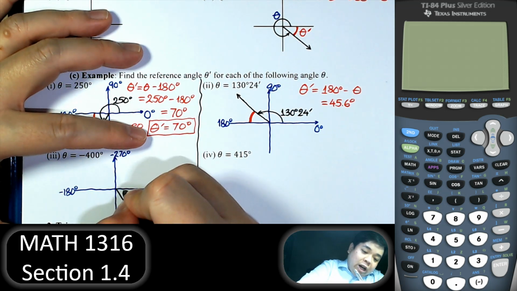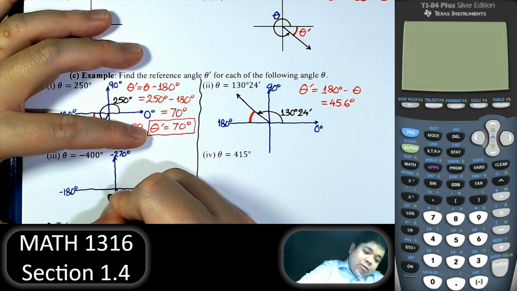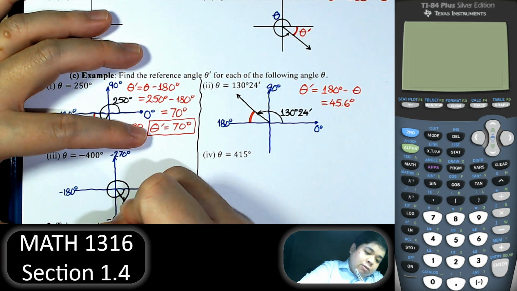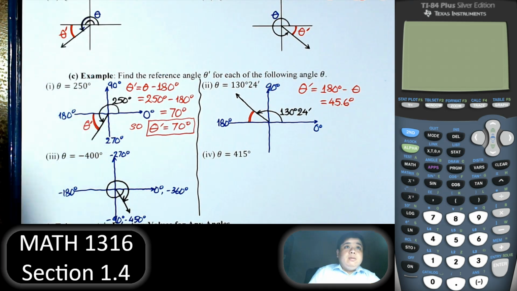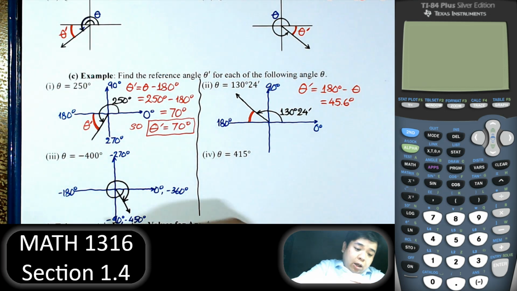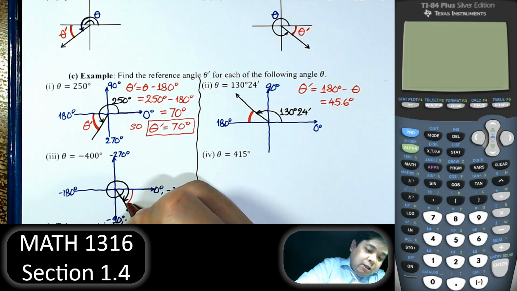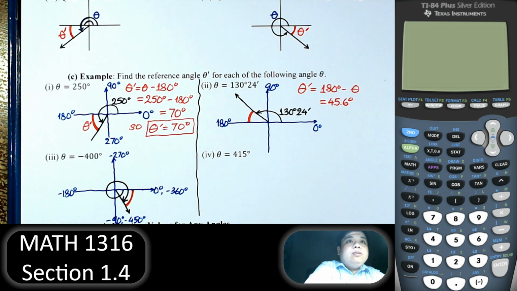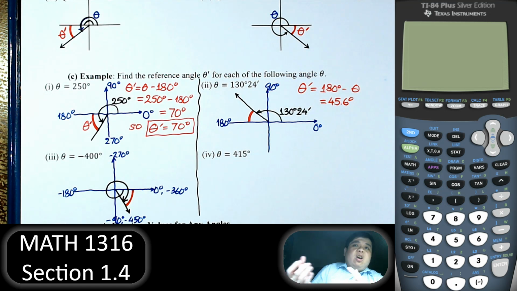So this one goes clockwise because it's negative. So the reference angle is going to be this. By the way, there's a lot of different ways you can do this. Of course, negative 400.